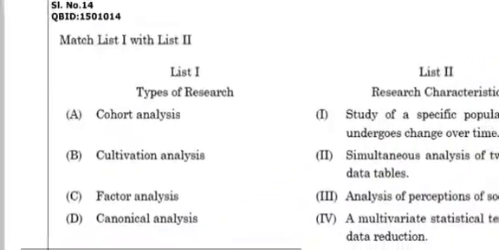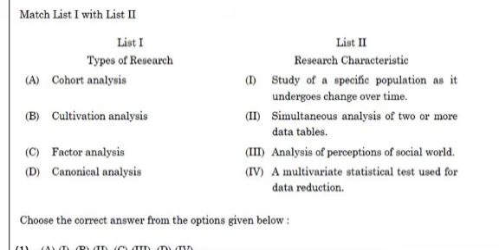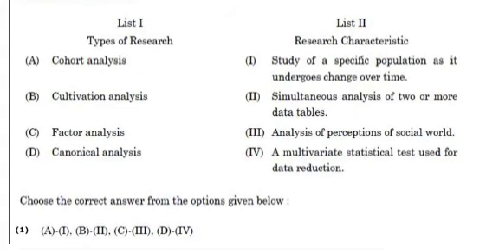Next, number 14. In 14 we have been given a question related to matching list 1 with list 2. In list 1 we have types of research, in list 2 we have research characteristics. I will first read list 1: cohort analysis, cultivation analysis, factor analysis, canonical analysis. Research characteristics, list 2: study of a specific population as it undergoes change over time; simultaneous analysis of two or more data tables; analysis of perceptions of social world; a multivariate statistical test used for data reduction.